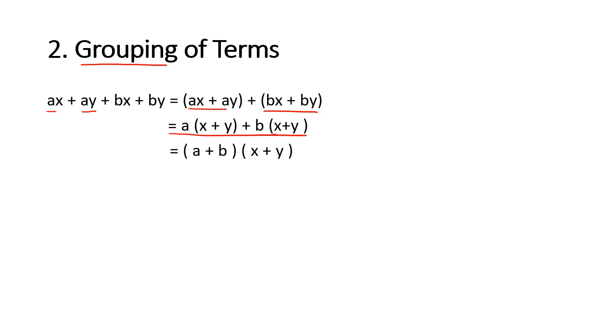So you could factor that out. So factor out x plus y. So you will have now x plus y times a plus b. So to further understand this, let's have more examples.